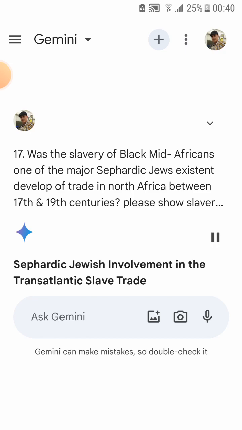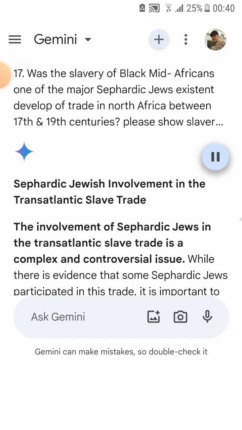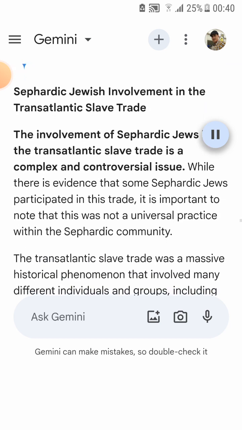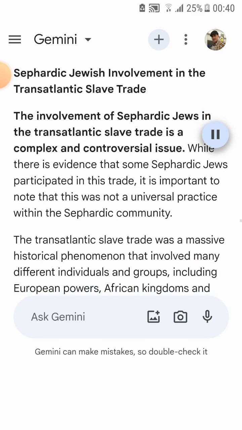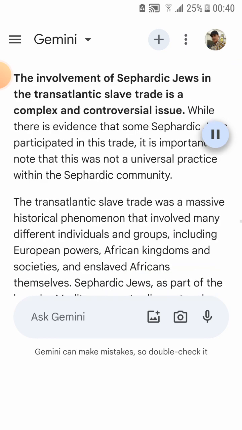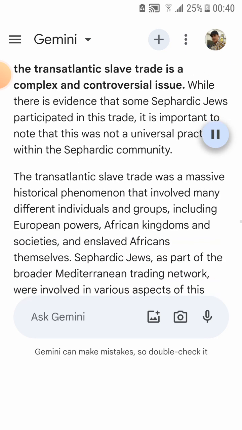Sephardic Jewish involvement in the transatlantic slave trade. The involvement of Sephardic Jews in the transatlantic slave trade is a complex and controversial issue. While there is evidence that some Sephardic Jews participated in this trade, it is important to note that this was not a universal practice within the Sephardic community.